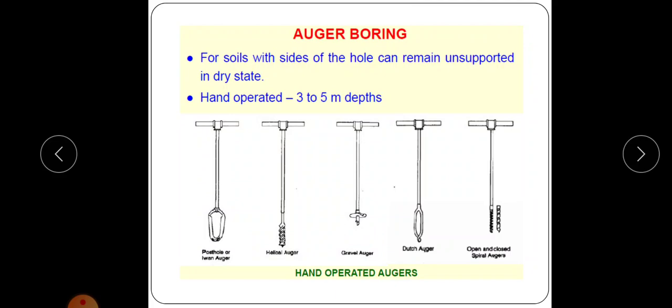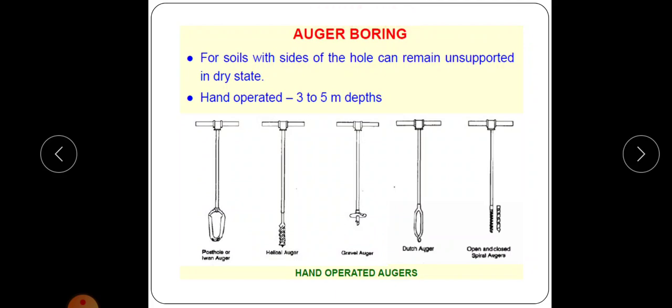Depending upon the type of soil and the purpose of boring, there are different boring methods like auger boring, wash boring, rotary drilling, percussion drilling, and core boring. Your syllabus includes auger boring and wash boring. So first we can discuss auger boring.